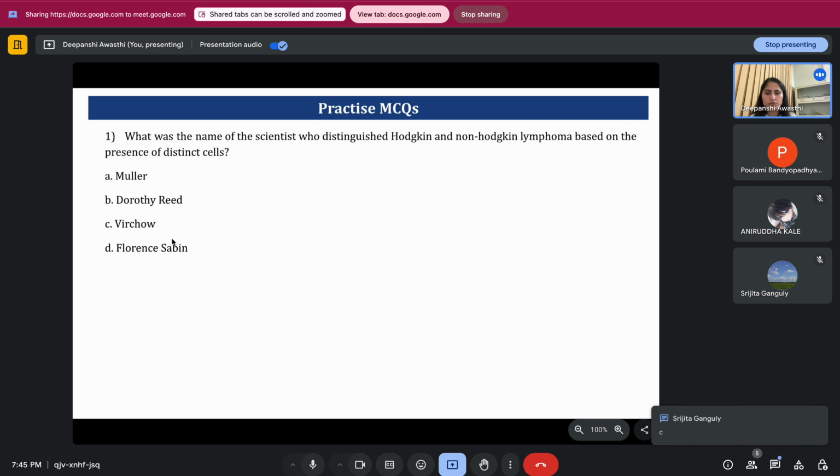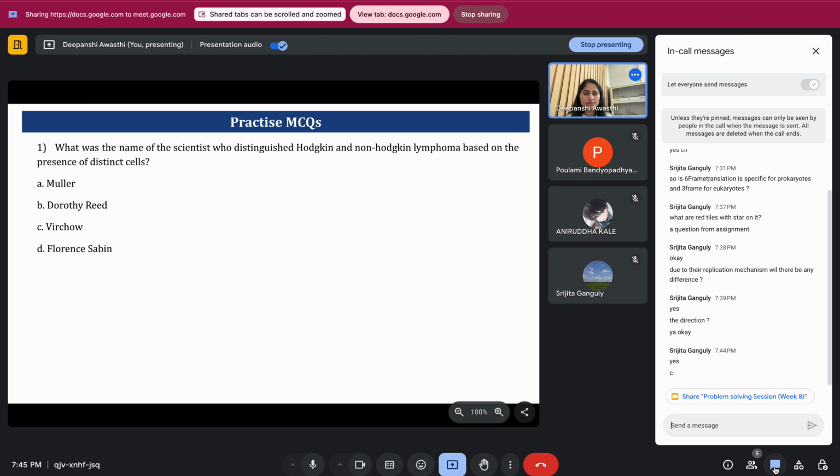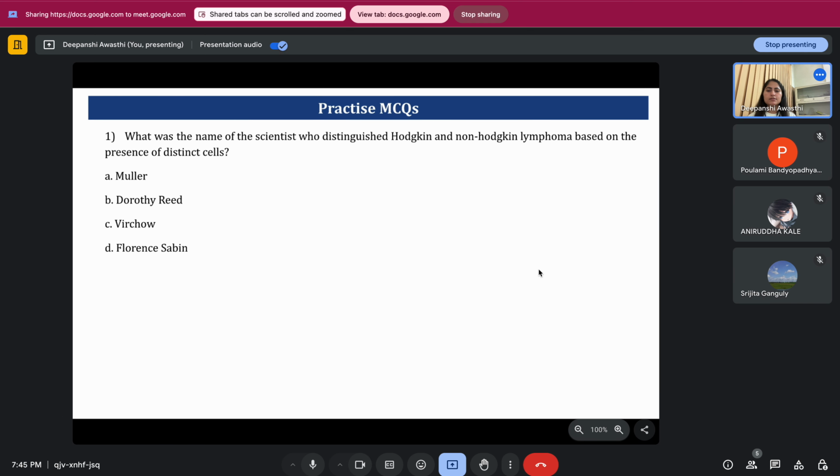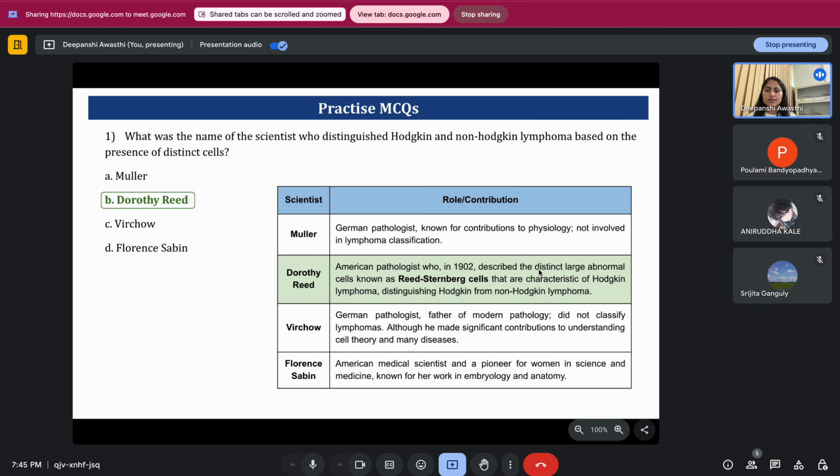Option C, Virchow. Okay, what about others? What do you think? Because here he has specifically mentioned in his lecture that one particular scientist was the one who distinguished between the Hodgkin and non-Hodgkin, and he has also mentioned how these two lymphomas were distinguished. Okay, now if nobody else is responding, then let's see.